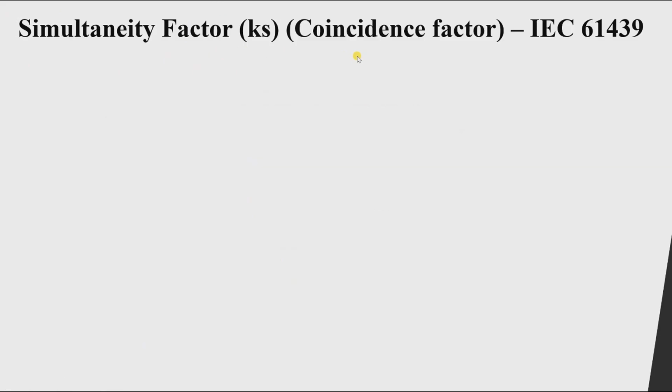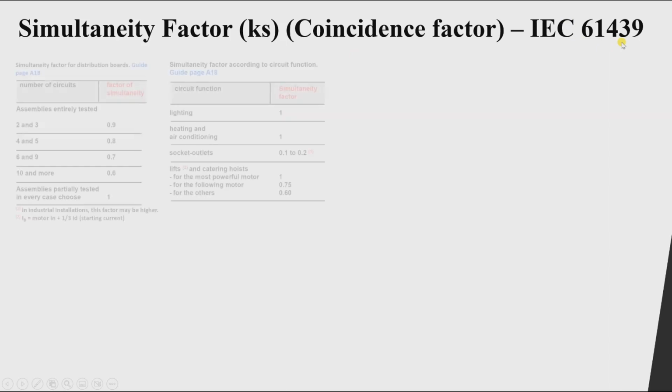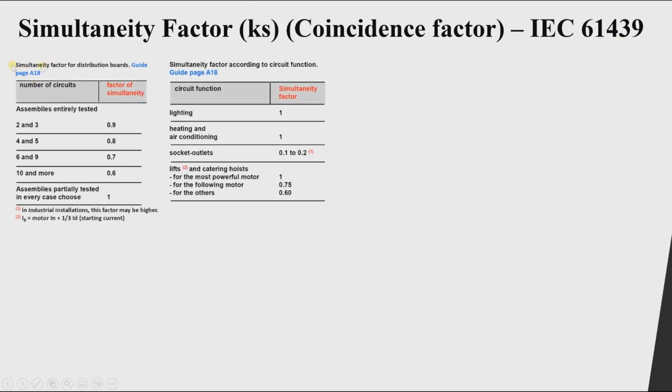Now what about the simultaneity factor or the coincidence factor, which, if you don't remember, is the reverse of the diversity factor. This is from IEC 61439. You can see here simultaneity factor for distribution boards. If you have between 2 and 3 circuits, take the factor as 0.9. Between 4 and 5, take it like this. Between 10 and more, take it like this, and so on.